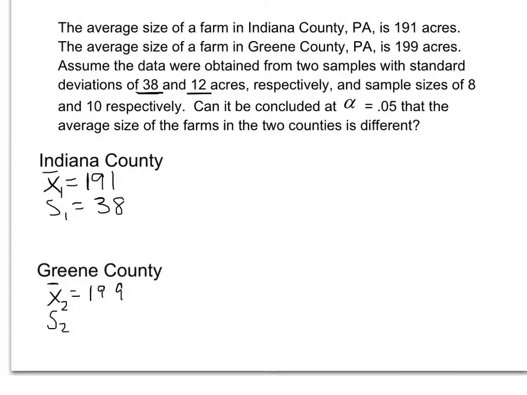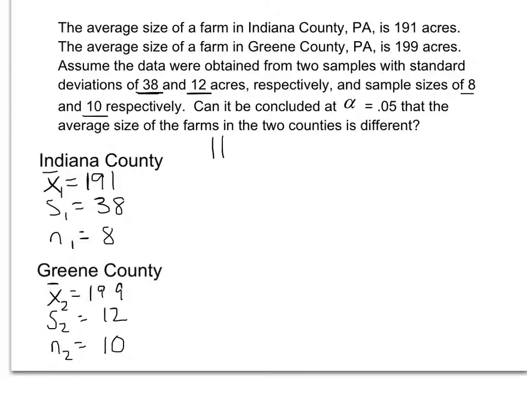And then they tell us we're looking at two very small samples here. Sample size of 8 for Indiana County and a sample size of 10 for Greene County. Since we're looking at small samples here and our standard deviations are coming from the sample, we know we're going to be doing a t-distribution or a t-test here.